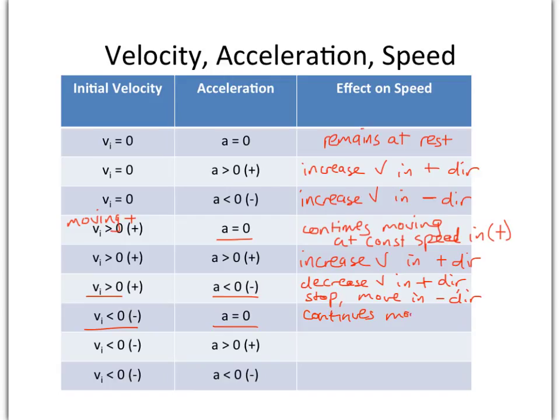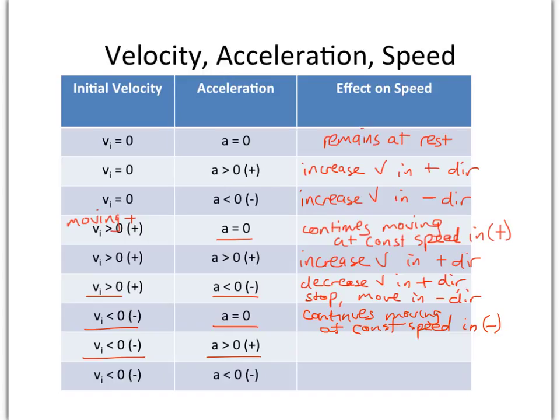Continues moving at constant speed, right? Constant speed in the negative direction. All right? Whatever the direction that's negative, it keeps it moving at a constant rate, a constant velocity in that direction. All right? Less than 0 velocity, positive acceleration.